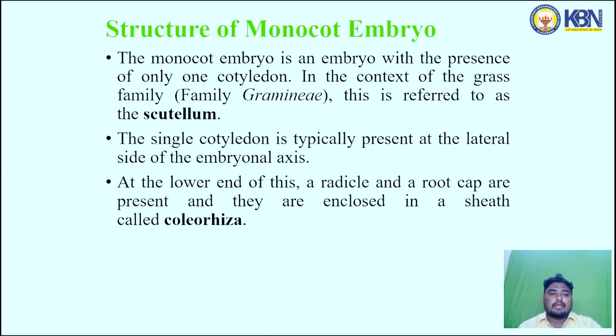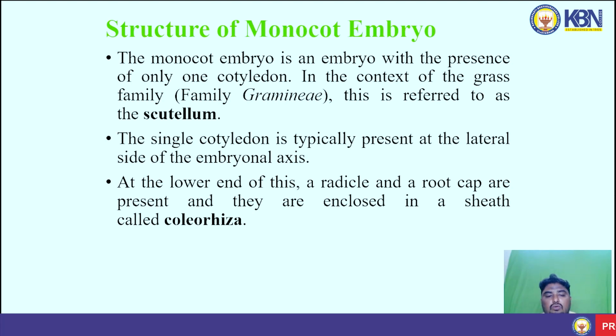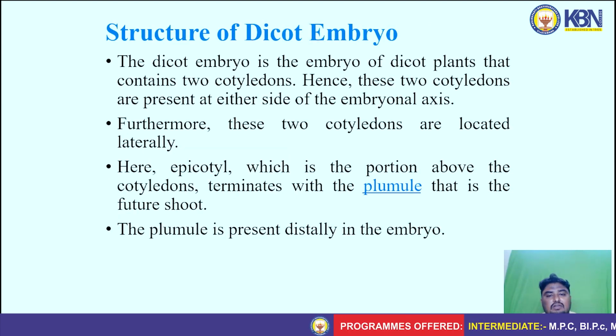Structure of monocot embryo. The monocot embryo is an embryo with the presence of only one cotyledon. In the context of the grass family, like Gramineae, this is referred to as a scutellum. The single cotyledon is typically present at the lateral side of the embryonal axis. At the lower end, the radicle and a root cap are present and they are enclosed in a sheath called a coleorhiza.